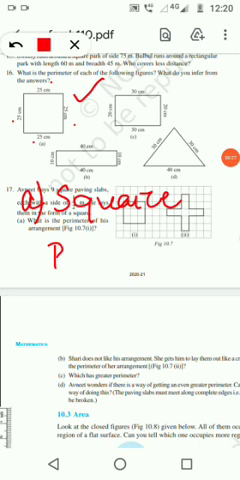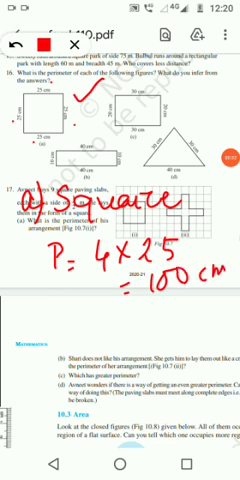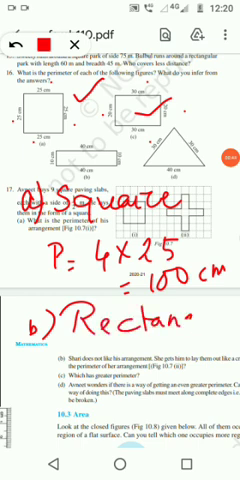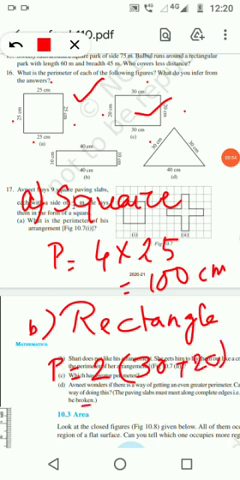And what is the perimeter? It is 4 into 25. 4 into 25 is 100 centimeter. Okay, coming to B. So 2 sides are 20 centimeter and 2 are 30 centimeter. So it is a rectangle. And what is the perimeter? 2 into 30 plus 20 centimeter, which is 2 into 50, that is equal to 100 centimeter. Okay.